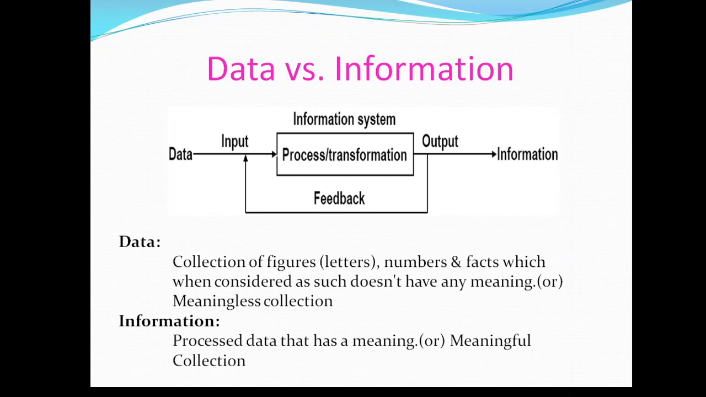Now I define what is data. Data is a collection of figures, facts and numbers which, when considered as such, don't have any meaning. In a simple way, we can define data as a meaningless collection. Whereas information is processed data that has a meaning, or in a simpler way, we can define information as a meaningful collection.